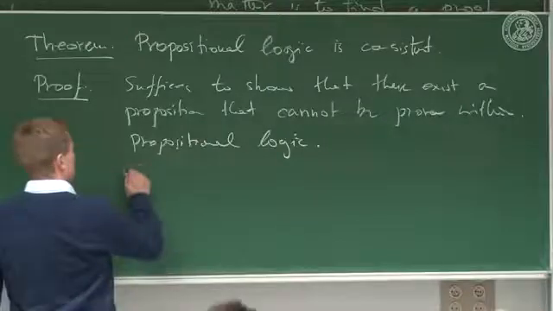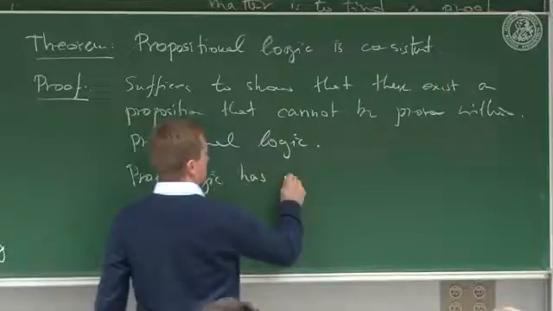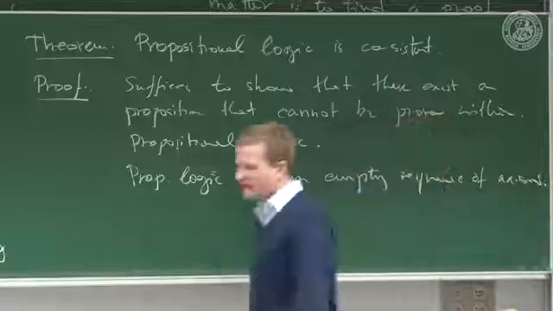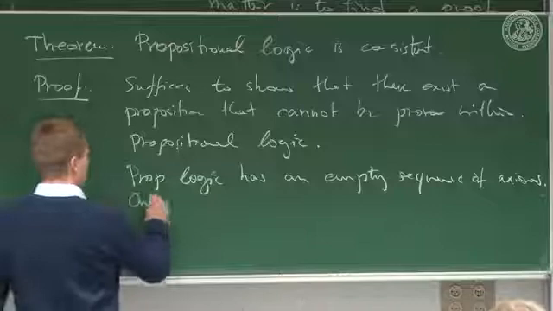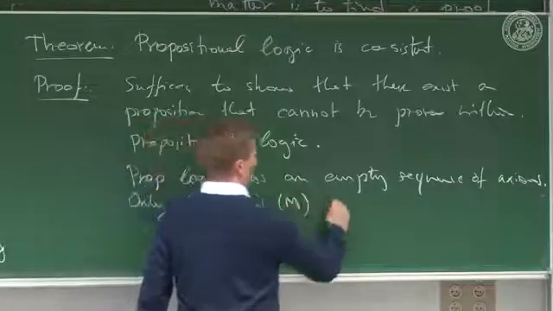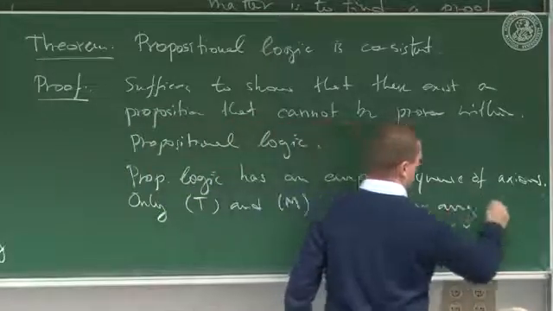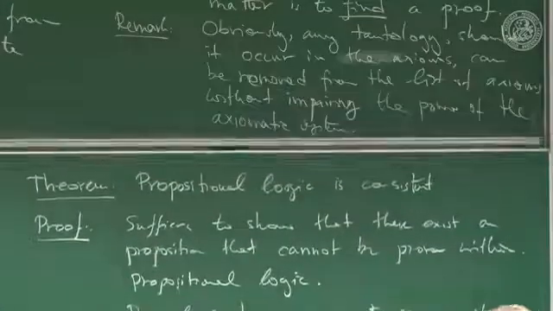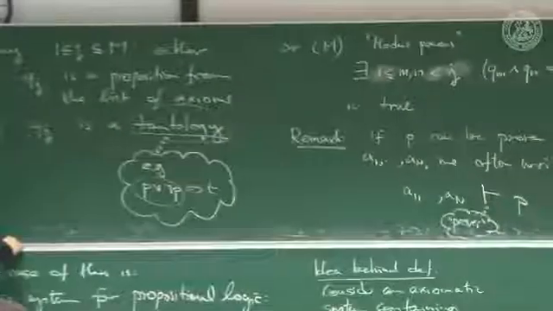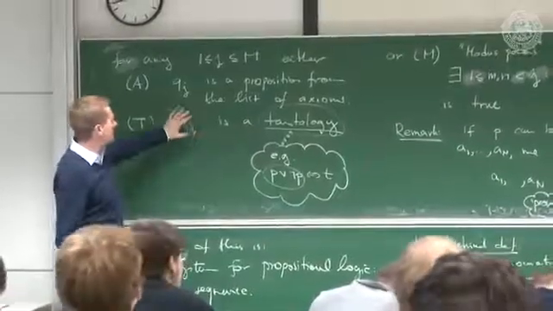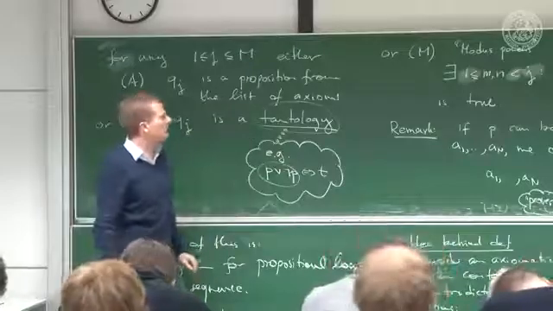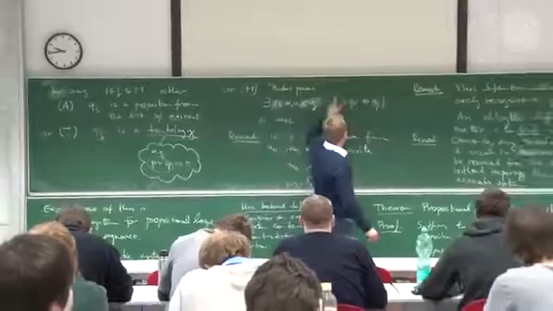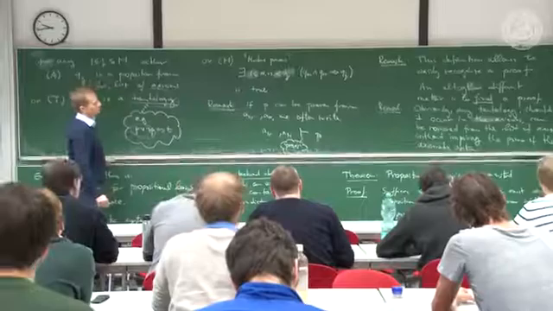Now, propositional logic has an empty sequence of axioms. You don't have any. So the only rules for a proof, only T and M, must carry any proof. Now let's look at T and M again. The only way by which you can introduce an entirely new step is by writing down a tautology. And then the modus ponens only allows you to take previous tautologies and to write down the Q, where all this thing is a tautology. So the only thing you can prove are tautologies.